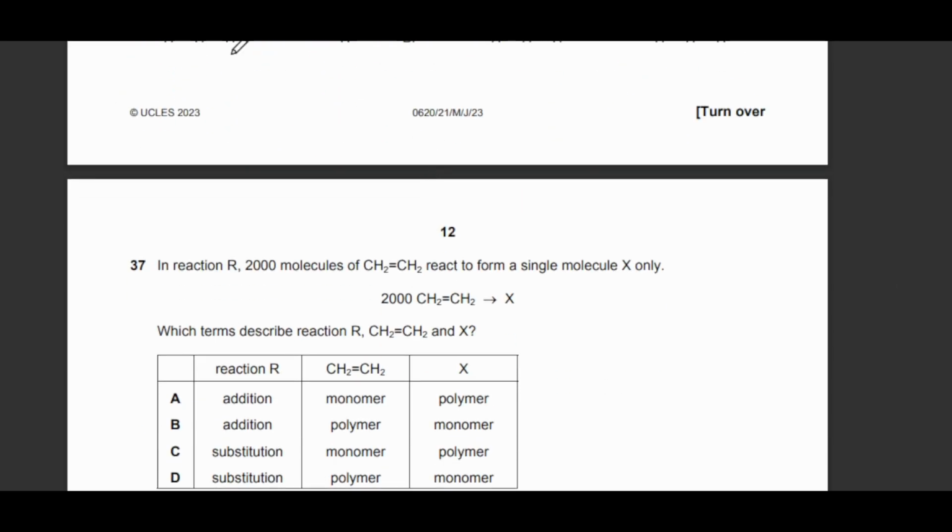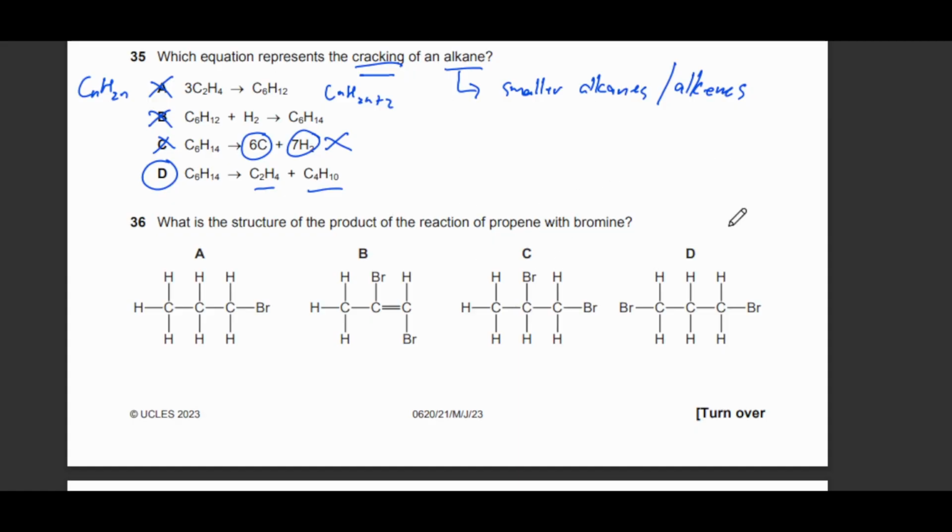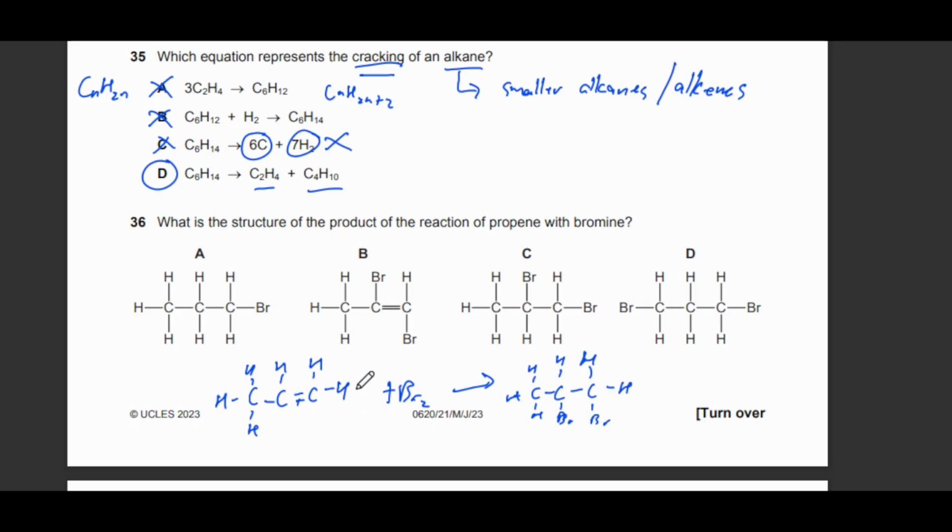Okay, 36. What is the structure of the product of reaction with propene and bromine? So, propene would look like this. When you add bromine to propene, you break the double bond, right? You cut away one part of the double bond, and then you'll be left with two bromine atoms that are connected. So what happens is the double bond breaks, and then it will connect to both the bromine atoms. So the answer would be C.